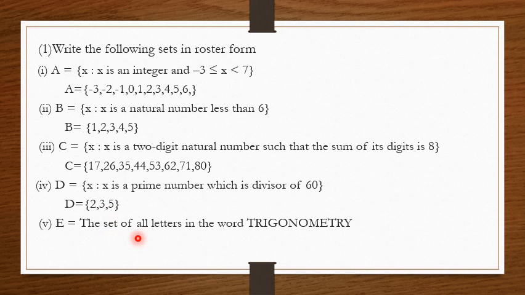Next, the set of all letters in the word trigonometry. In this word, O is repeated, T is repeated, so we need to eliminate that. So E consists of T, R, I, G, O, N, M, E, Y. R is also repeating, so we need to write R once, T once, O once, like that. So E is the set consisting of these letters.